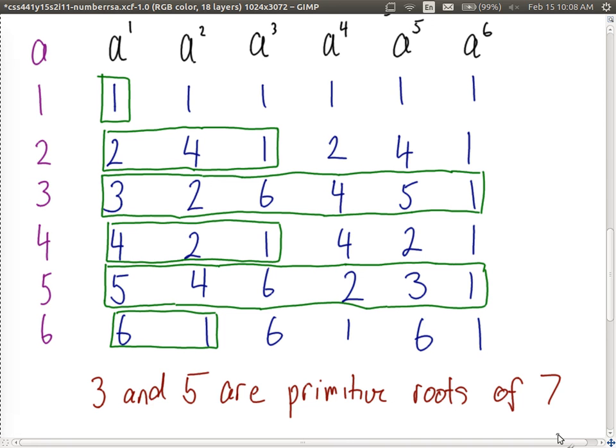Discrete log of 6, base 3, is? We can simply look it up in the table. Discrete log of 6, base 3, is 3. The answer is 6. What index, what exponent gives us the answer of 6 in base 3? 3 to the 3 gives us 6. The exponent is 3. So we can't find discrete logarithms of any number. We can only find unique answers when we have primitive roots as the base.